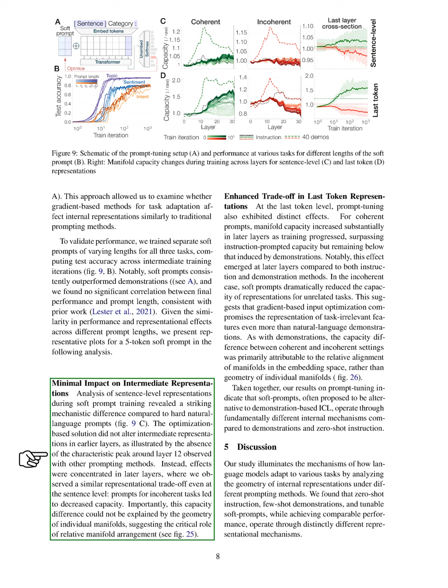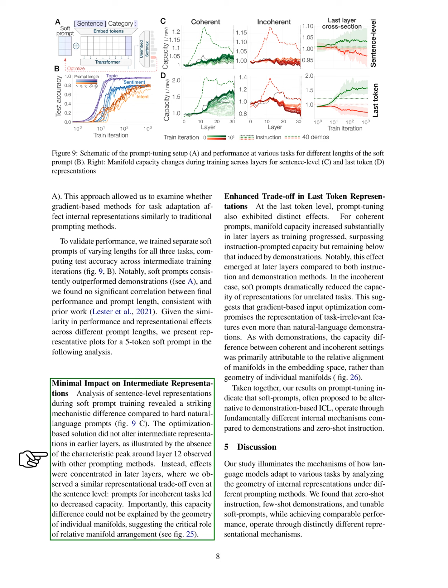Given the similarities in performance across different prompt lengths, we focused on a representative 5-token soft prompt for our analysis. Our analysis of sentence-level representations during soft prompt training revealed a significant difference compared to hard natural language prompts. The optimization-based solution did not alter intermediate representations in earlier layers, unlike other prompting methods. Instead, the effects were concentrated in later layers, where incoherent prompts led to decreased capacity. This capacity difference could not be explained by the geometry of individual manifolds, highlighting the importance of relative manifold arrangement.